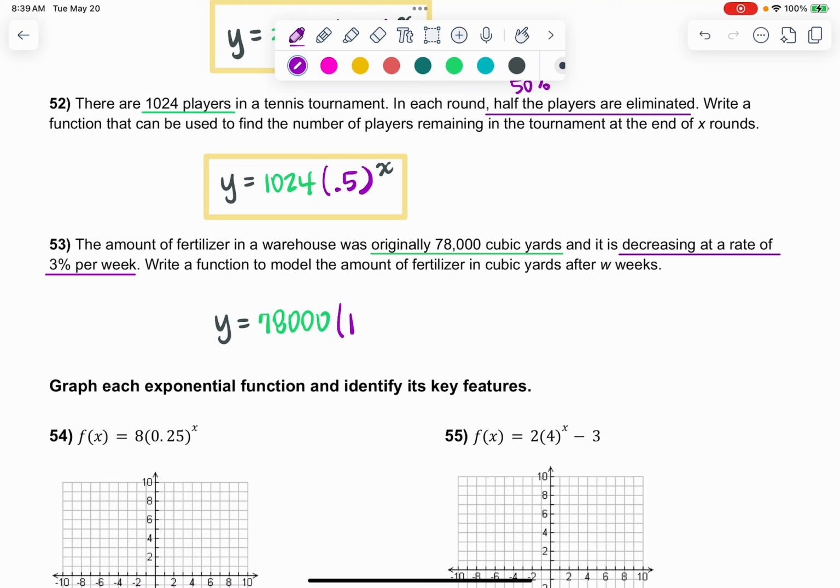We have the 100% that we started with, but we're losing 3%, right? So it's 100% minus 3%. So what percent are we keeping? Well, 1 minus 0.03 is 0.97 to the x power. I do not put 3% in the parentheses, right? We put 97% because we have the 100% of fertilizer that we started with, but we're decreasing the amount of fertilizer by 3%. Okay, so that means we're only keeping 97% each week of the fertilizer that we started with.